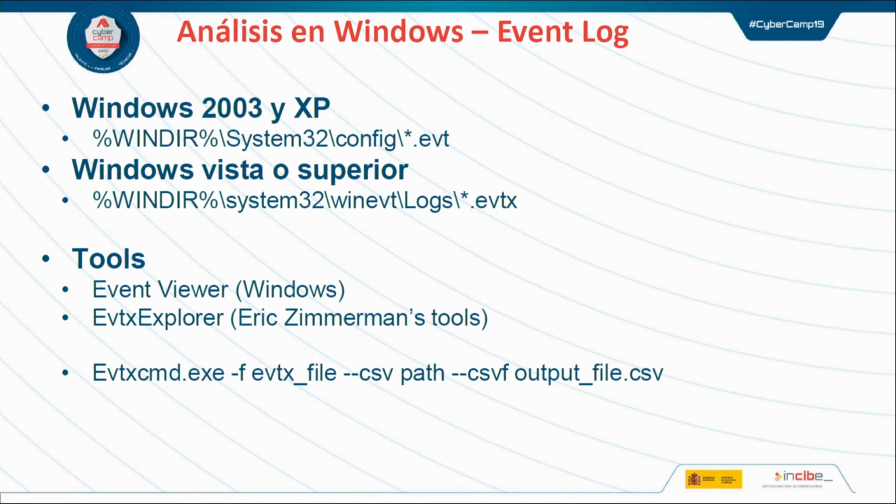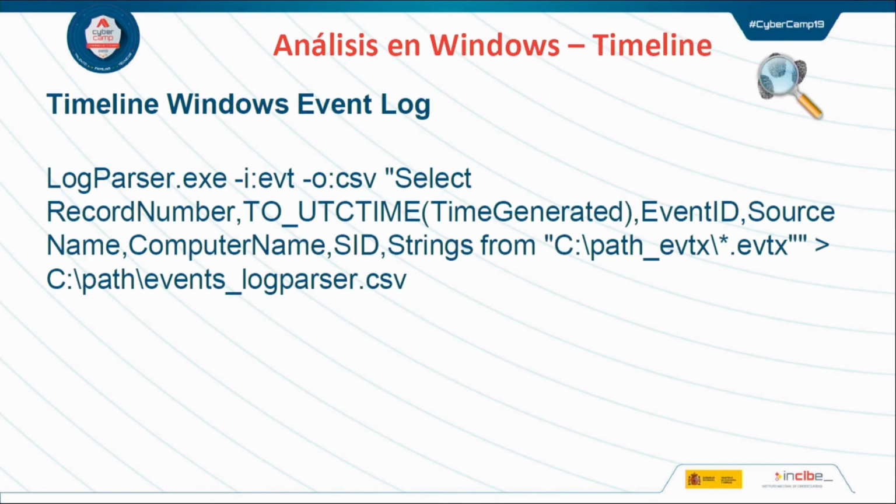EVT and EVTX, and we have tools such as Event Viewer and Event Explorer, and this one, EVT-CMT, where we indicate which EVT we want to analyze and the output, and then we get that output onto CSV, and then we use our Cain application and we do grep, and then we find the information.